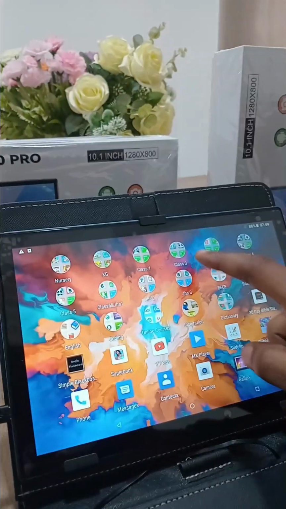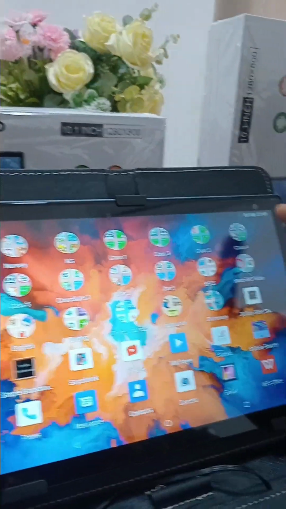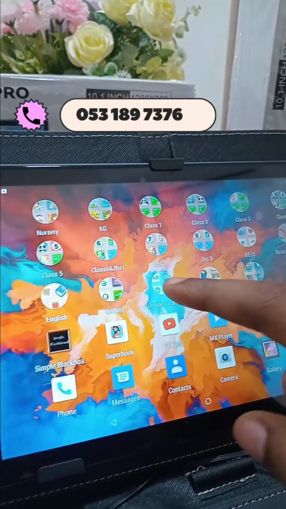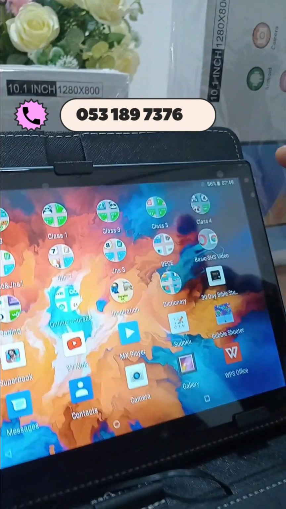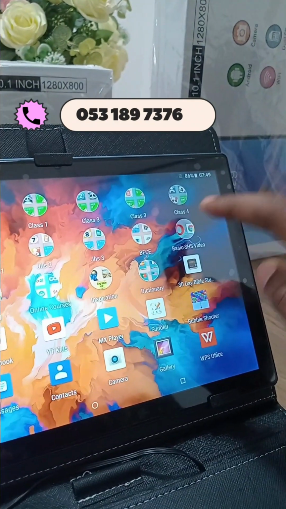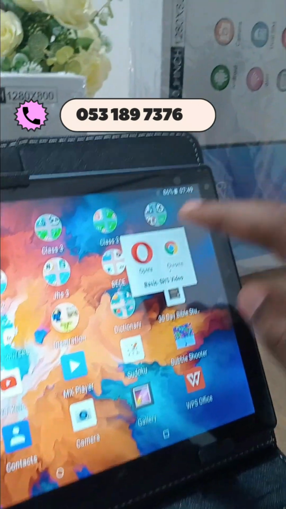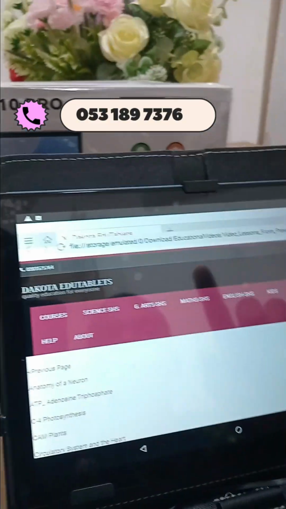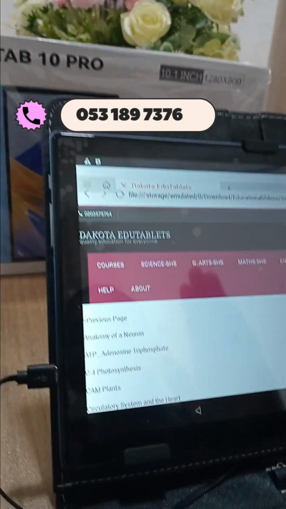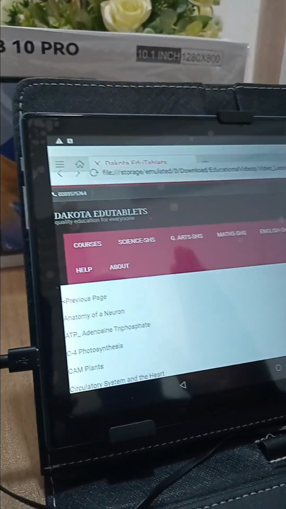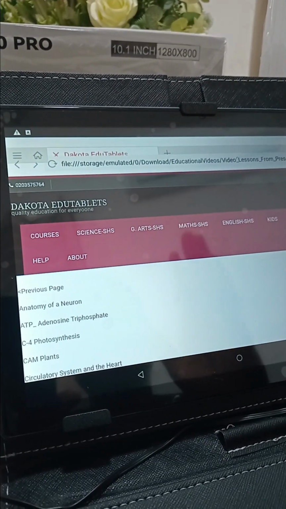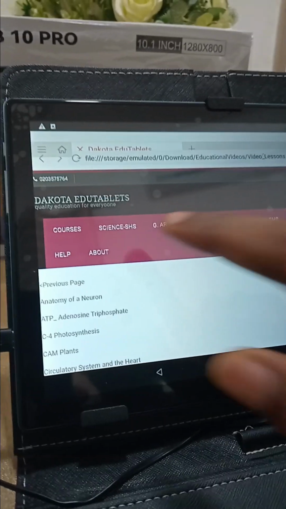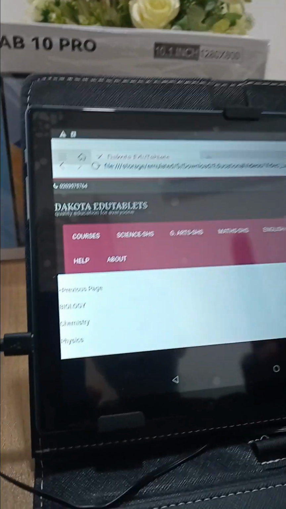From here you can see that we have the nursery folder, PG, class 1, class 2, class 3, class 4, class 5, GHS 1 and class 6, GHS 2, GHS 3, then BC. Here is the SHS folder. Please tap on it. When you open it, it has been categorized into 8 respective courses. We have the science, the general arts, the maths, the English. We'll go through all of them one by one to see what you have.